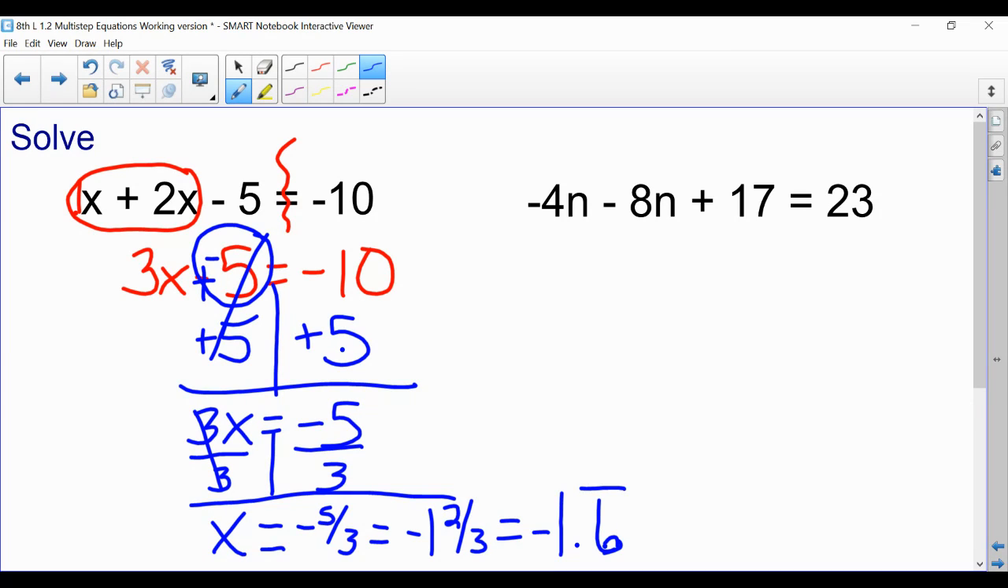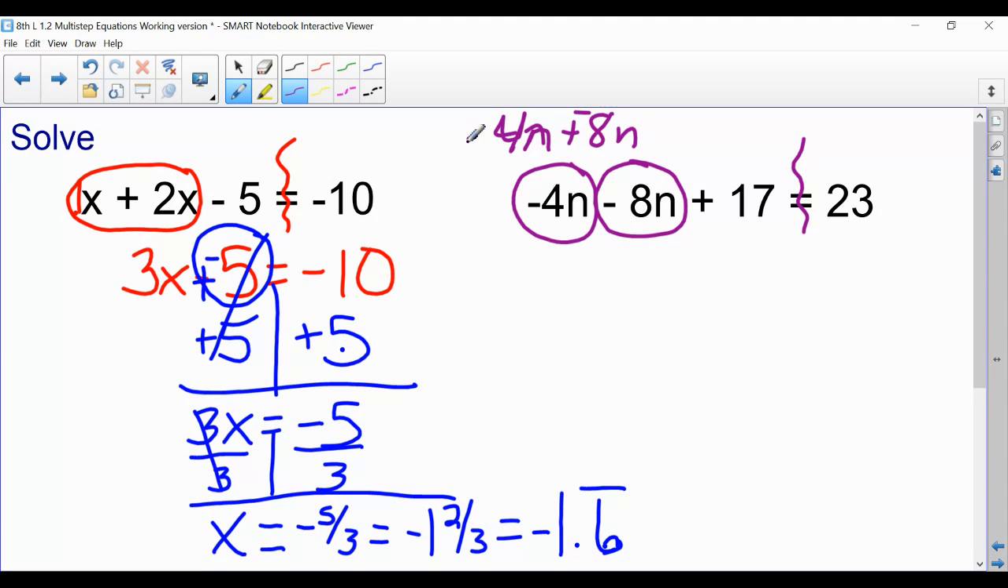Okay, let's take a look at another one. In this problem over here, we have negative 4n minus 8n plus 17 equals 23. Again, I'm just going to look on each side of the equal sign. I notice on this side I have negative 4n and a negative 8n. So negative 4n minus 8n, and negative 8n gives me negative 12n plus 17 equals 23.